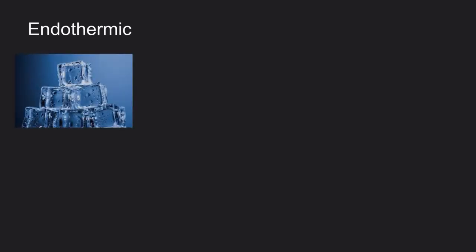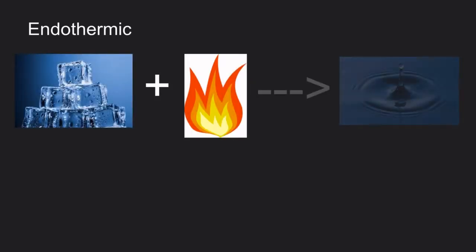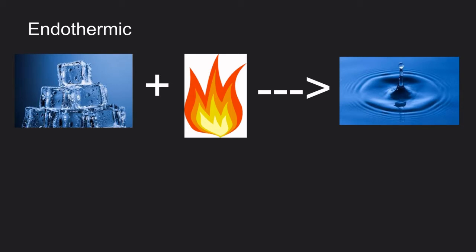My name is Kenny Leung, and I'll be teaching you about endothermic and exothermic reactions. So what are they? An endothermic reaction absorbs heat, and an exothermic reaction releases heat. An example of this would be, take ice and you add heat, and you get water. So the ice is absorbing the heat and then becoming water.